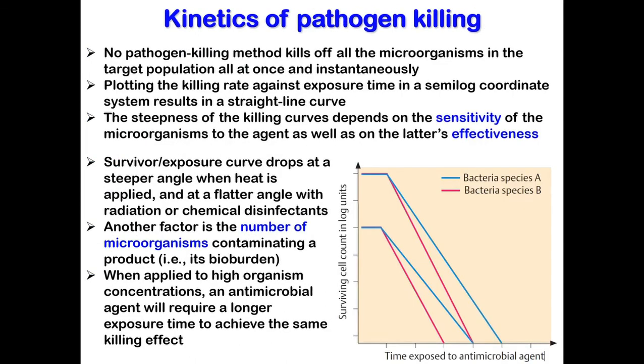So a microbial population is not killed instantly when exposed to a lethal agent. Death is exponential, so the population is reduced by the same fraction at constant intervals. And then if you plot the logarithm of the population number remaining against the time exposed to the antimicrobial agent, a straight line plot will be produced, as seen below.